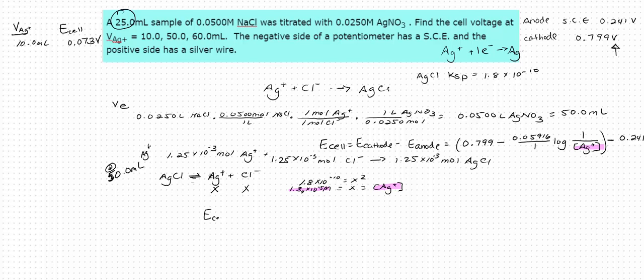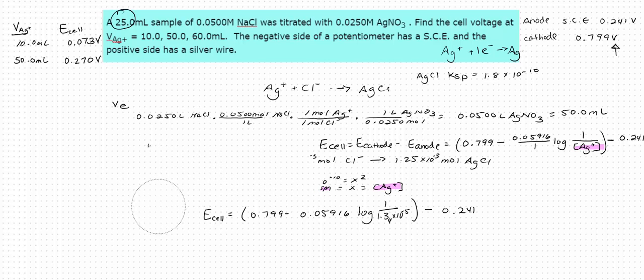So the E of the cell is then going to be 0.799 minus 0.05916 times the log of the reciprocal, minus the saturated calomel electrode. So at the equivalence point, so at 50 milliliters, I have an E of the cell. I have 0.2697. I would round that to 0.270 volts.